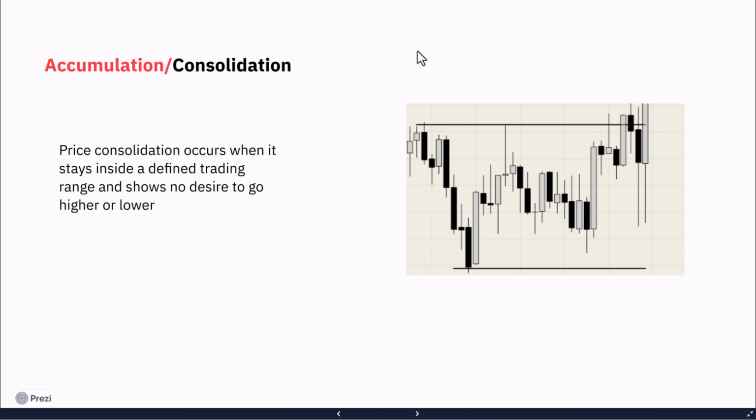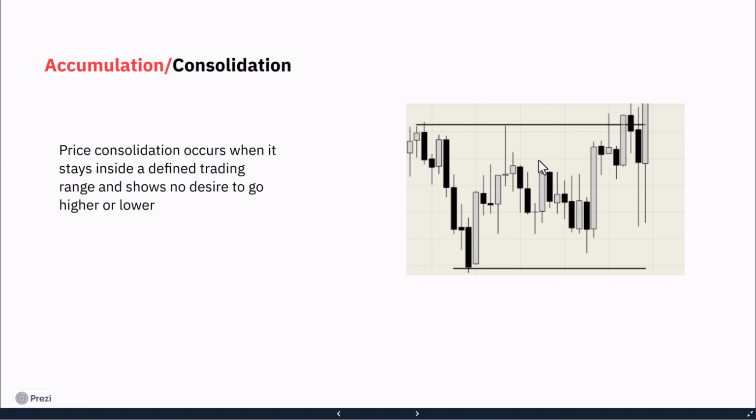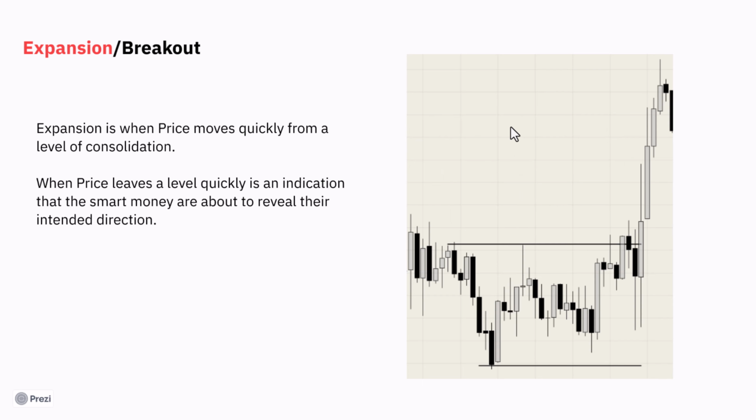Let's start by looking at consolidation. Consolidation occurs when price is not willing to leave a particular range and we see price moving sideways. This is a sign that price is in a consolidation. Expansion, that is the breakout, is when price moves quickly from a level of consolidation. This happens when you see price leaving a fair value gap and also an order block, which gives us an indication that smart money is about to reveal their intended move in the market.